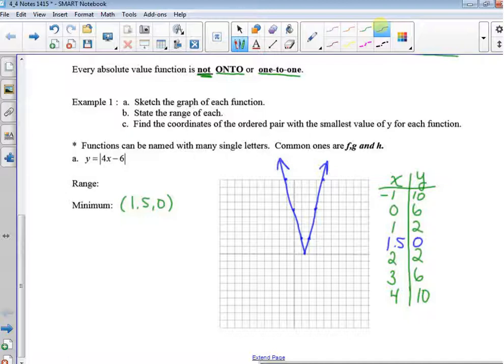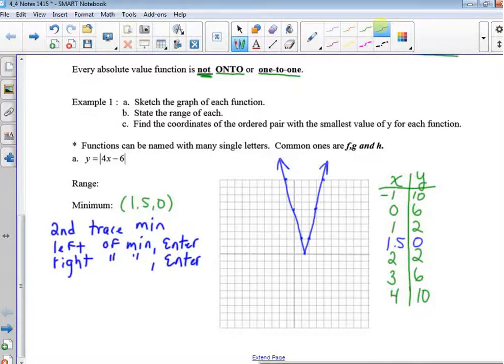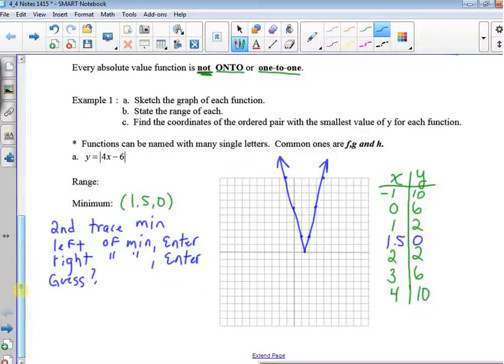So I just went into the y1 and changed that around a little bit. Remember we did, to find that minimum, we did second trace min. We went to the left of the min and we hit enter using the cursor. Then we went to the right of the min and we hit enter. And then it says guess, question mark. And we put it on the min and we hit enter.